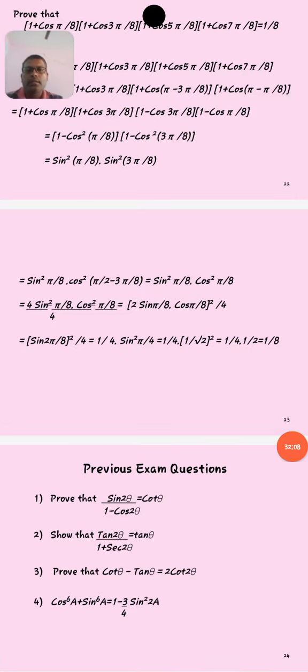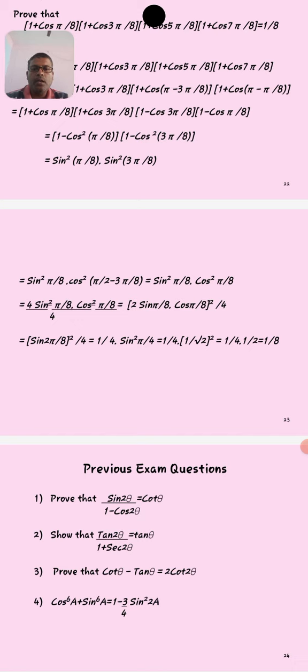Now we see the previous exam questions. First question you have to observe: prove that sin 2 theta divided by 1 minus cos 2 theta is equal to cot theta. Already we saw this type of problem. Second question: show that tan 2 theta divided by 1 plus secant 2 theta is equal to tan theta. Third question: prove that cot theta minus tan theta is equal to cot 2 theta. Using the multiple and submultiple angle formulas you have to solve these problems.